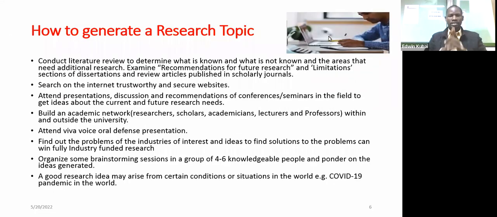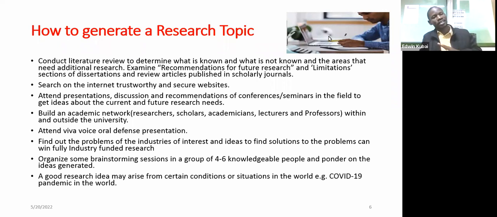Now, how do you generate a research topic? You conduct a literature review to determine what is known and what is not known, and ideas that need additional research. Examine recommendations for future research and the limitations section of dissertations. Review articles published in a scholarly way. I've talked about that. So conducting a literature review is normal for most students who are doing research. You must examine what is published, what has been done, what the recommendations of this person are, what he did not achieve in this study, and what his limitations were.